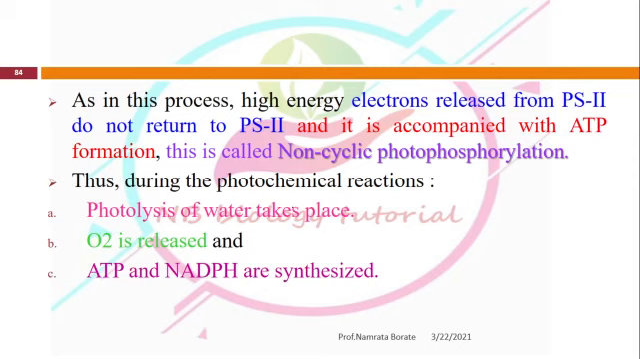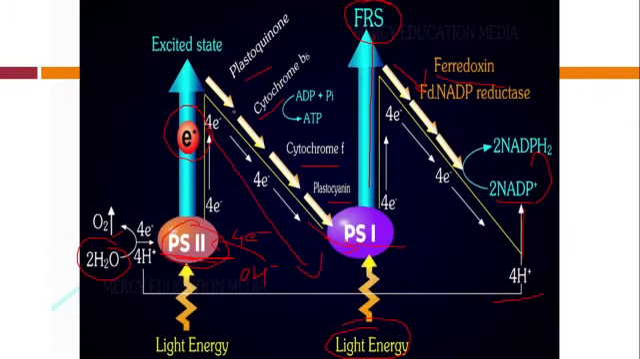That is during the photochemical reaction. There is a photolysis of water. Oxygen is released during this process, and the most important phenomenon is the release of ATP and the NADPH molecule. When the electron enters the downhill process between cytochrome B6 and cytochrome F, there is a synthesis of the ATP molecule.